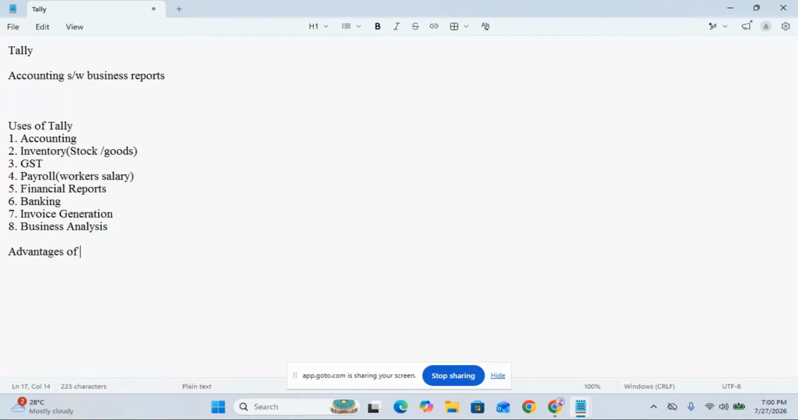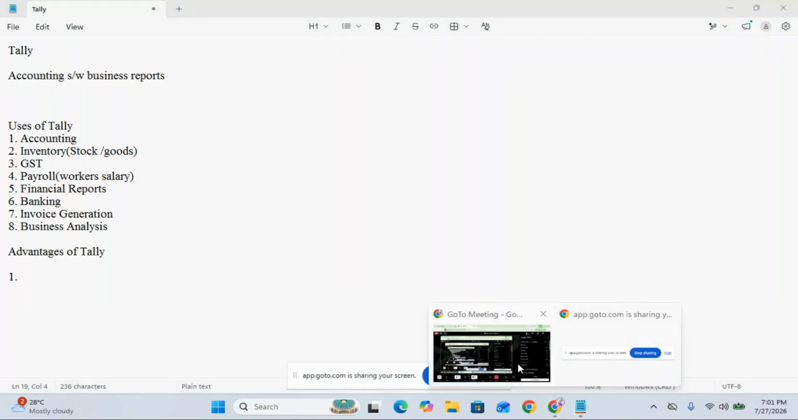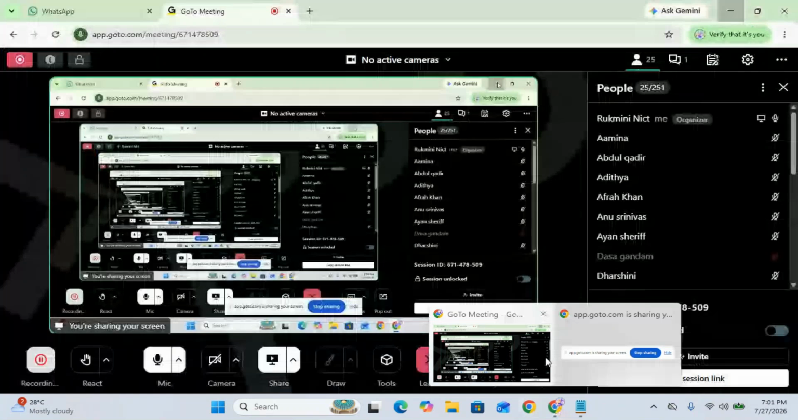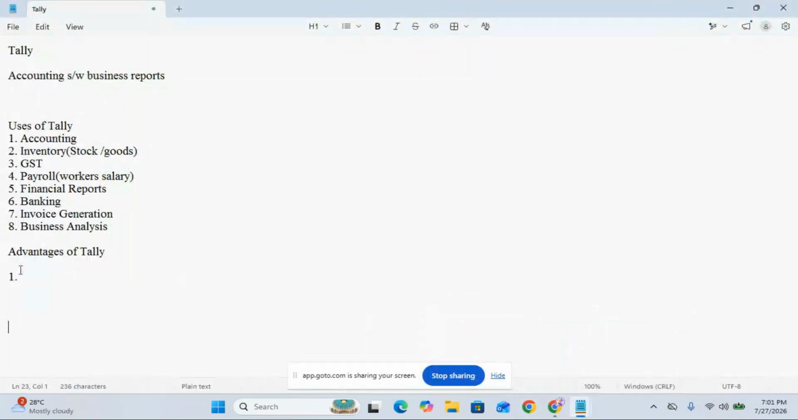And next, I am teaching the advantages of Tally. Can anyone say what the advantages are? Records the business data. Okay. Helps you file GST. Okay, very good. Gives the profit and loss. Helps in profit and loss of the business. Yes.